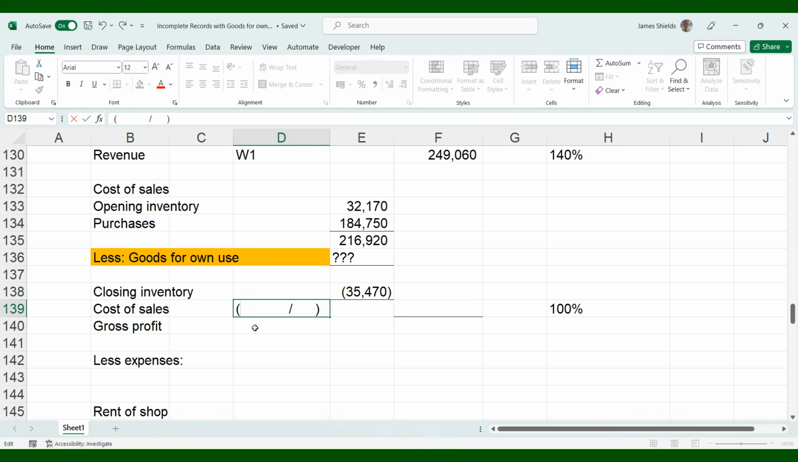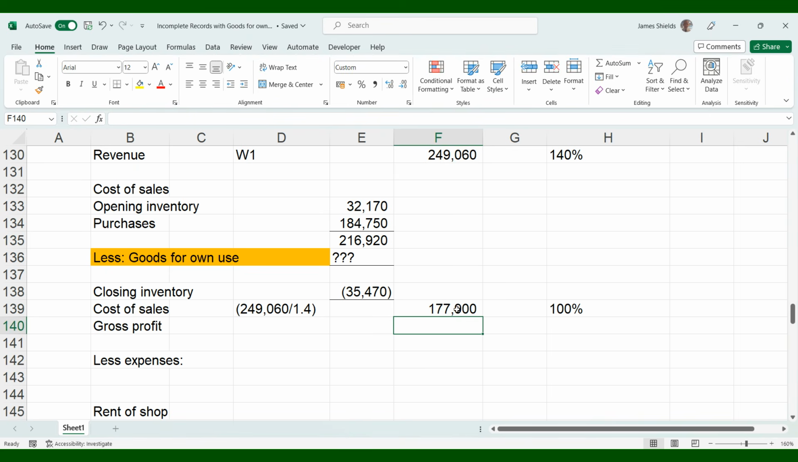So you take your revenue figure of £249,060 and you divide by 140%, which is the same as dividing by 1.4. That's a little calculation there. If I do the calculation now, it will give me my cost of sales figure. So it's 249,060 divided by 1.4. And I get £177,900. So now I'm going to do the gross profit.